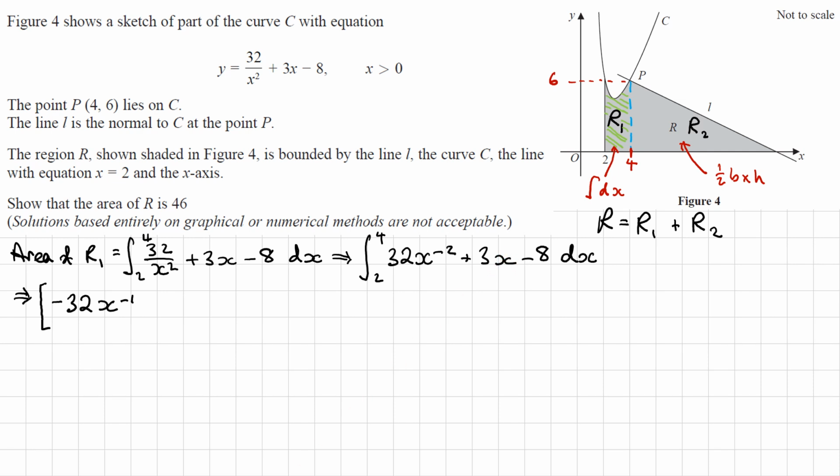The 3x, again, we add 1 to the power, so it'll be 3x squared, and you divide by that new power, which is 2, and negative 8, that's going to become negative 8x. Remember, numbers just become the number and the letter, because this is basically 8x to the power 0. Add 1 to that, becomes 8x to the power 1 divided by 1. So I have my limits. We can now substitute in the limits.